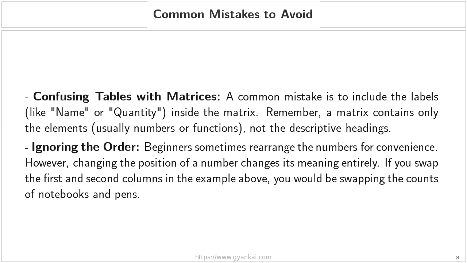Secondly, it is crucial that you do not ignore the order of the elements. Some beginners might be tempted to rearrange the numbers for convenience, but as we emphasized in the slide on the importance of position, the location of a number is what gives it meaning. For instance, in our example with Amit, Binu, and Chitra, if you were to swap the first and second columns, you would be swapping the counts of notebooks and pens, which would make your data completely incorrect.